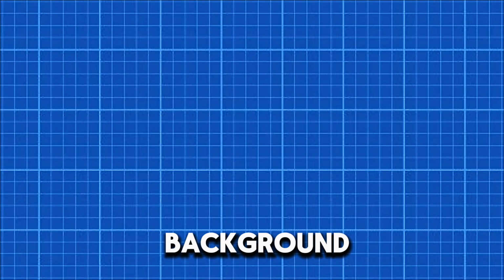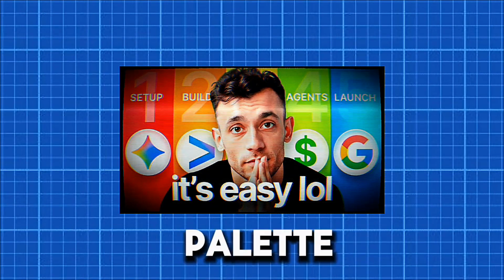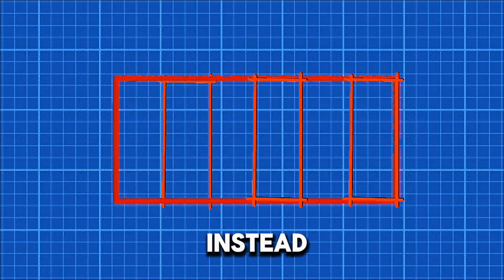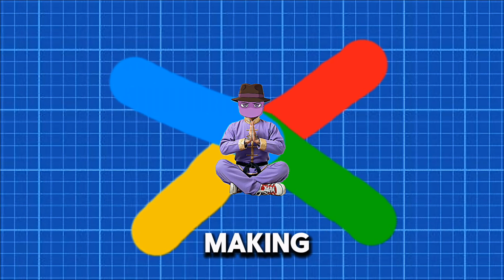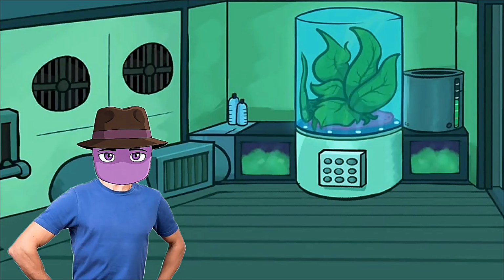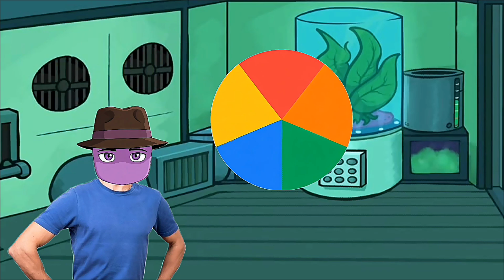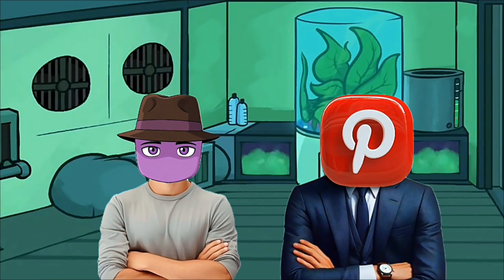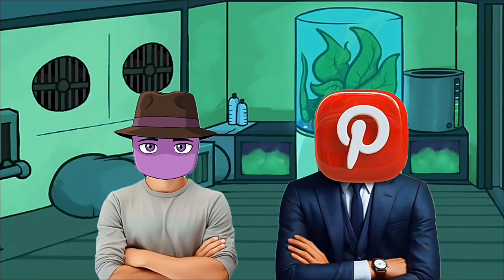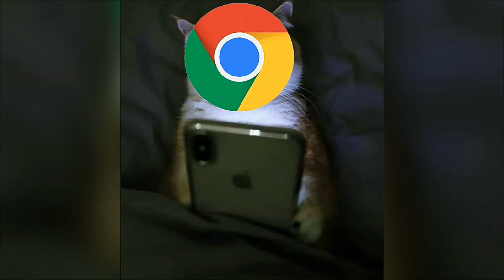Now for the background. I am taking inspiration from the color palette thumbnail from Liam Kirkham, but instead of using strips, I am thinking of making the colors shine from the character, kind of like the energy is coming out of him. So I found this circle 5-color palette from Pinterest, and you can actually find a lot of green screens and thumbnail resources on Pinterest. Sorry, Google.